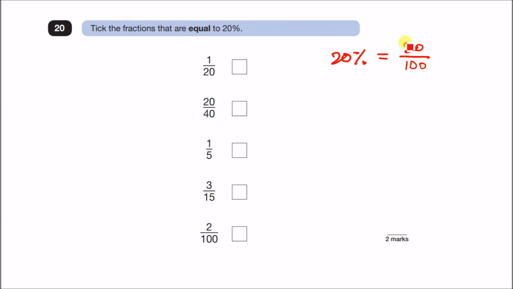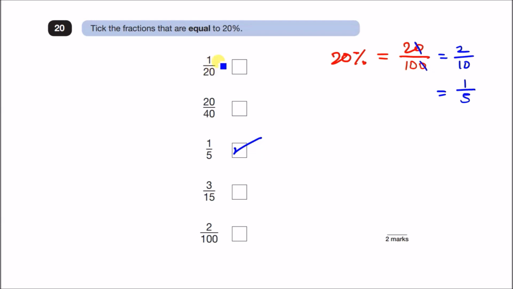Now all you've got to do is realize that we can cancel down this fraction. They both have a 0, so let's divide both by 10. The zeros go, leaving 2 out of 10. Then breaking this down further by dividing by 2, you get 1 out of 5. So 20% is 1/5. Looking at all the values here, this is one of them. Now, is anything else similar to 1/5 or 20%?